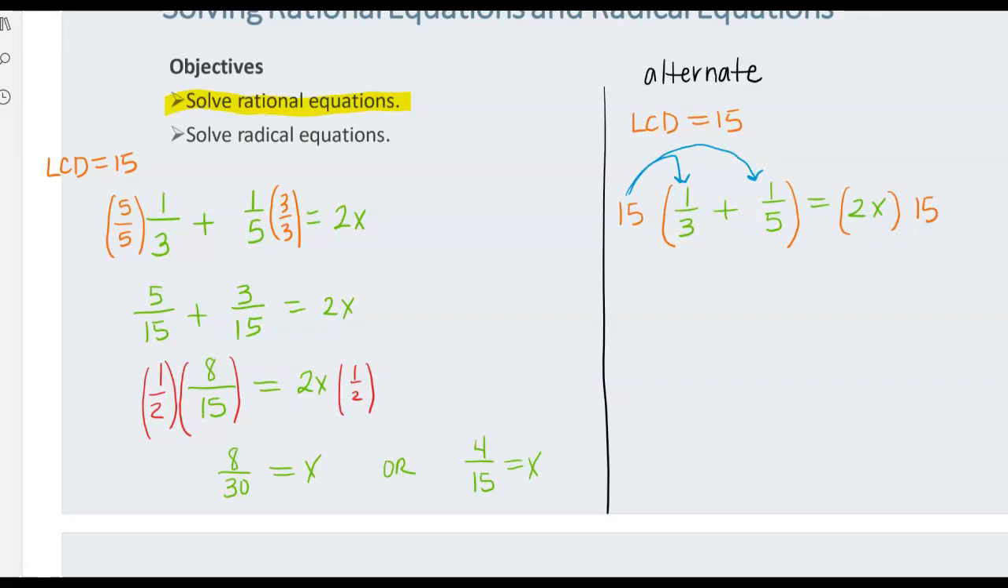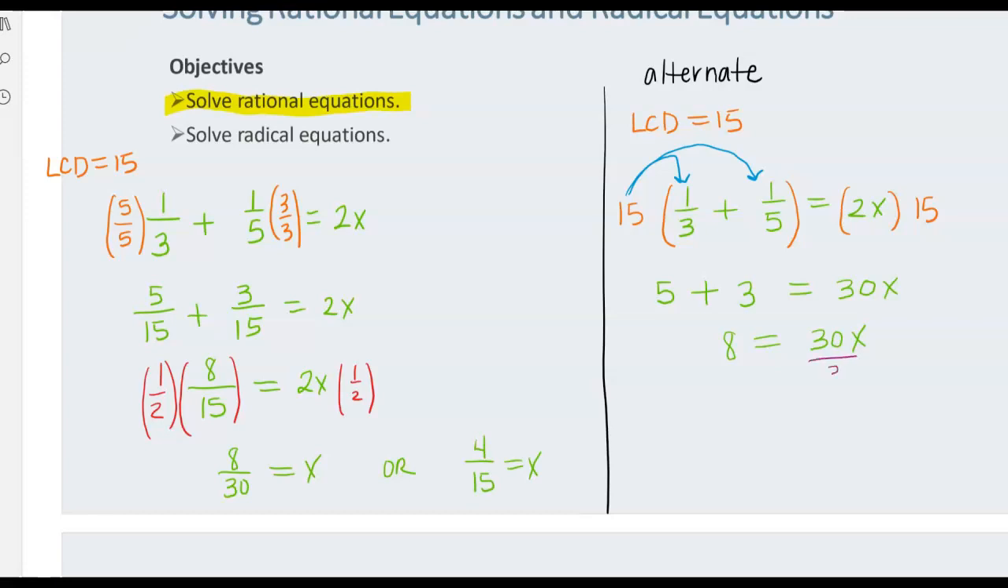The 15 is going to multiply by both fractions separately. When you have a whole number that's multiplied by a fraction, technically the 15 in this case only multiplies by the numerator. But it's then going to be divided by that 3. So 15 times a third is the same as 15 divided by 3, which would be 5. Similarly, 15 times 1/5 is the same as 15 divided by 5, which is 3. And on the right-hand side, we get 30x. So I have that 8 is equal to 30x.